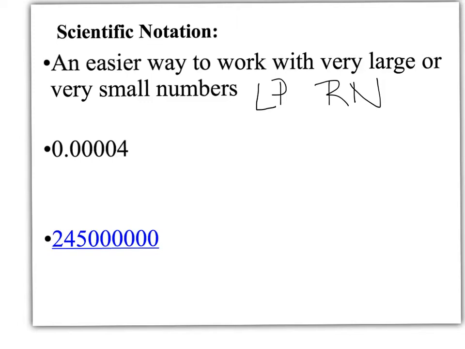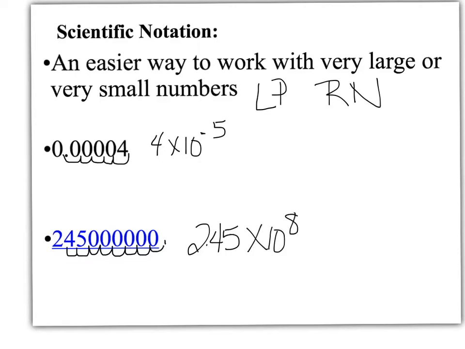All right, so right here, we start where our decimal is, and we're going to count how many times we move it. 1, 2, 3, 4, 5. So this would be 4 times 10 to the negative fifth because we moved the decimal to the right. And the same thing here, our decimal is here. 1, 2, 3, 4, 5, 6, 7, 8. So we get 2.45 times 10 to the 8th because we moved the decimal to the left.